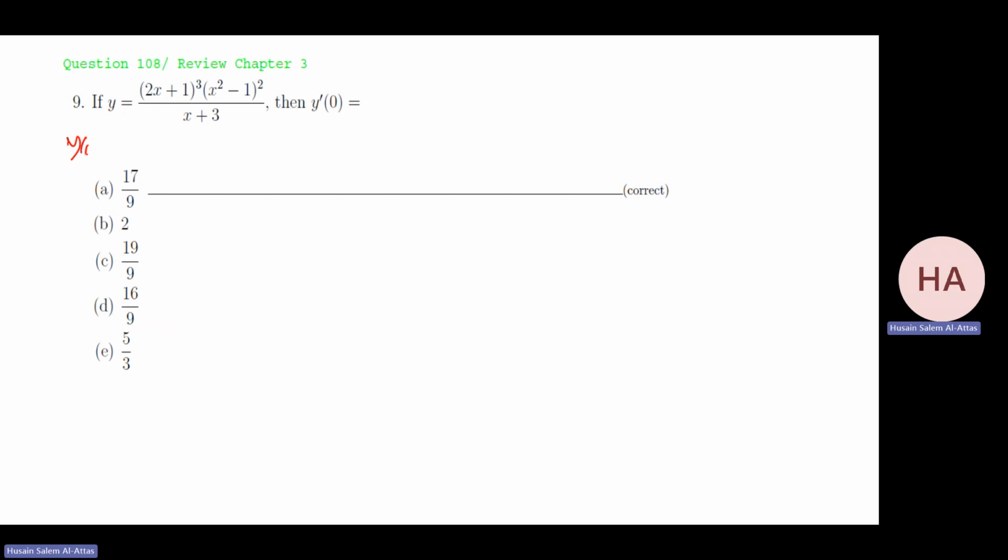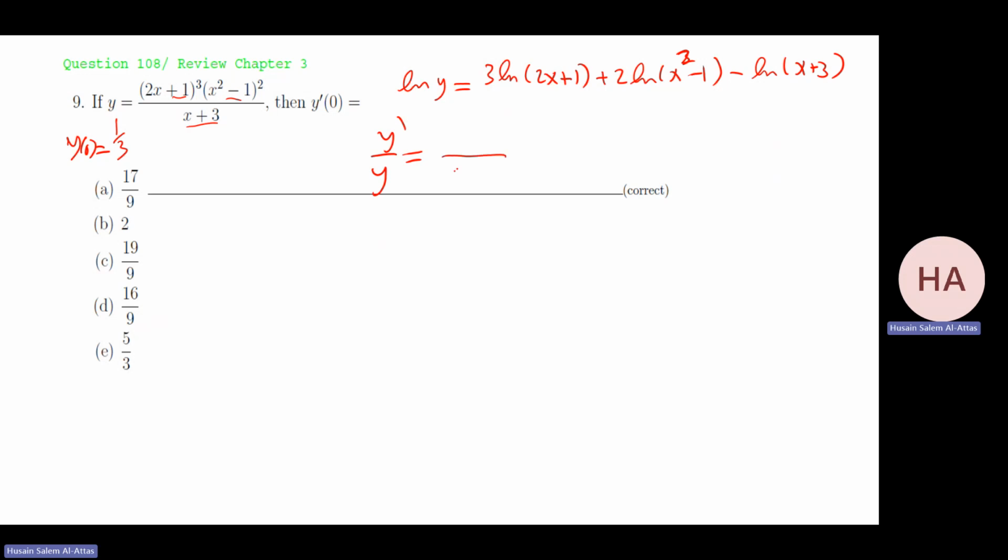What about y at 0? It will be what? This is 1 over 0 plus 3. That's 1 over 3. That's a good one. Ln y will be equal to 3 ln of 2x plus 1 plus 2 ln x cubed, x squared minus 1, minus ln x plus 3. Differentiate: y prime over y equals, I have 3 times 2.